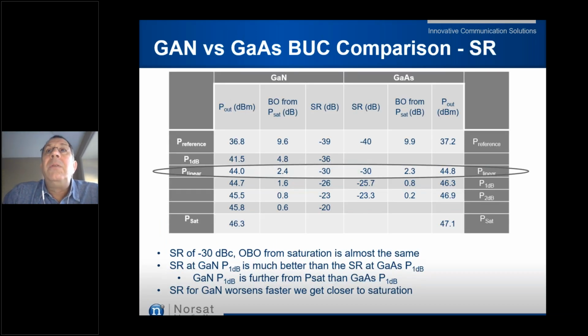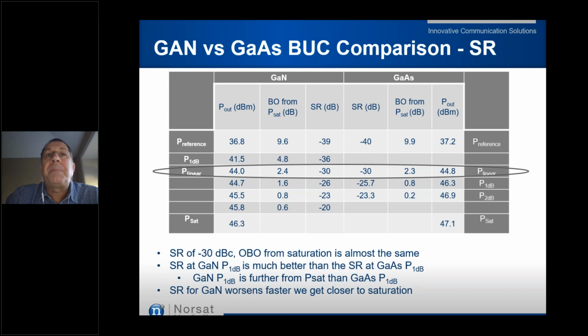This chart is attempting to show how spectral regrowth and back off are affected. The purpose here is to look at the center two rows, the spectral regrowth for the GaN and the GaAs. What we tried to do is make the spectral regrowth the same, and then look at both the output back off as well as the output power. If we start in the center, we look at this P linear point. The spectral regrowth is -30 for both the GaN and the GaAs. We see the output back off from saturation is about the same, but the GaAs has higher output power than the GaN, which is expected because the GaAs has a higher saturated output power.